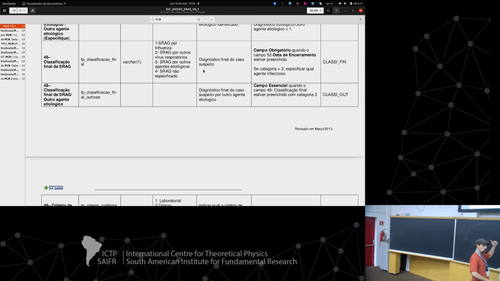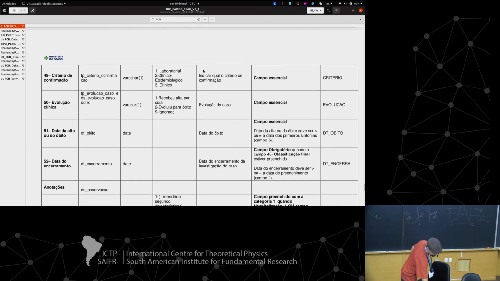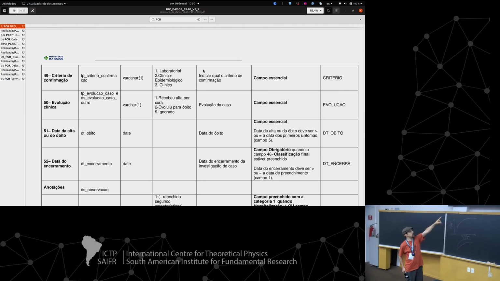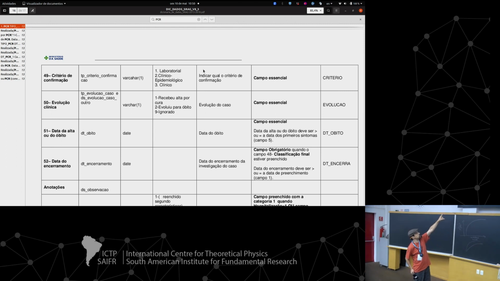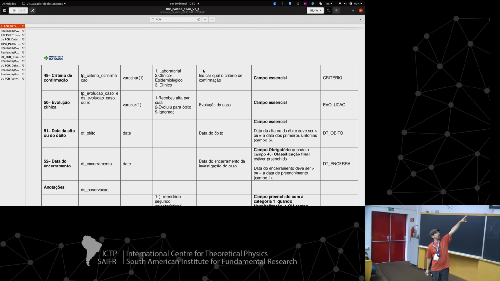So you either go to the columns of lab result, or you can take a look at the column criteria over there. The variable criteria tells you where this final classification came from: from a lab result, from a clinical epidemiological assessment, or just a clinical assessment. This is exactly that. Now, this gives me the answer.